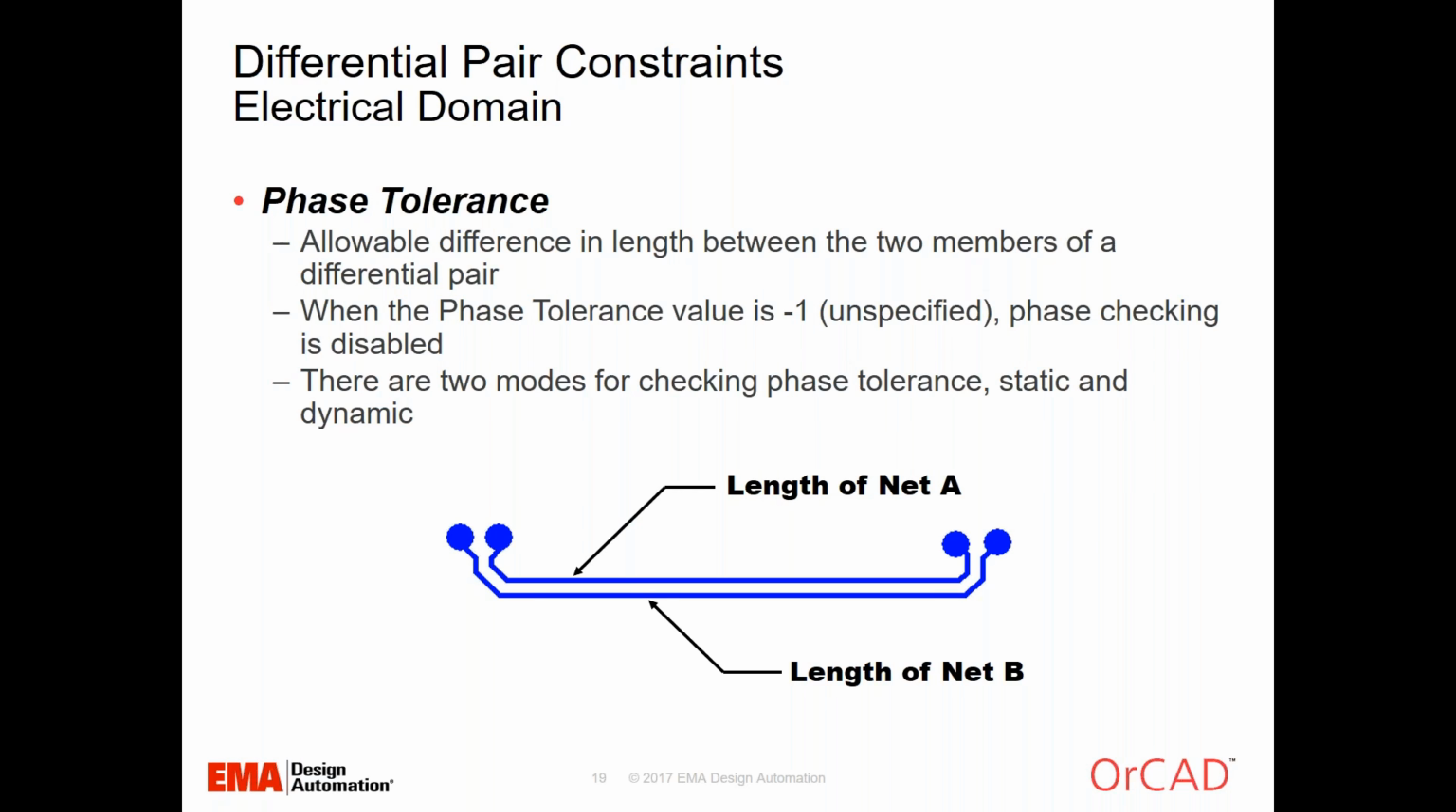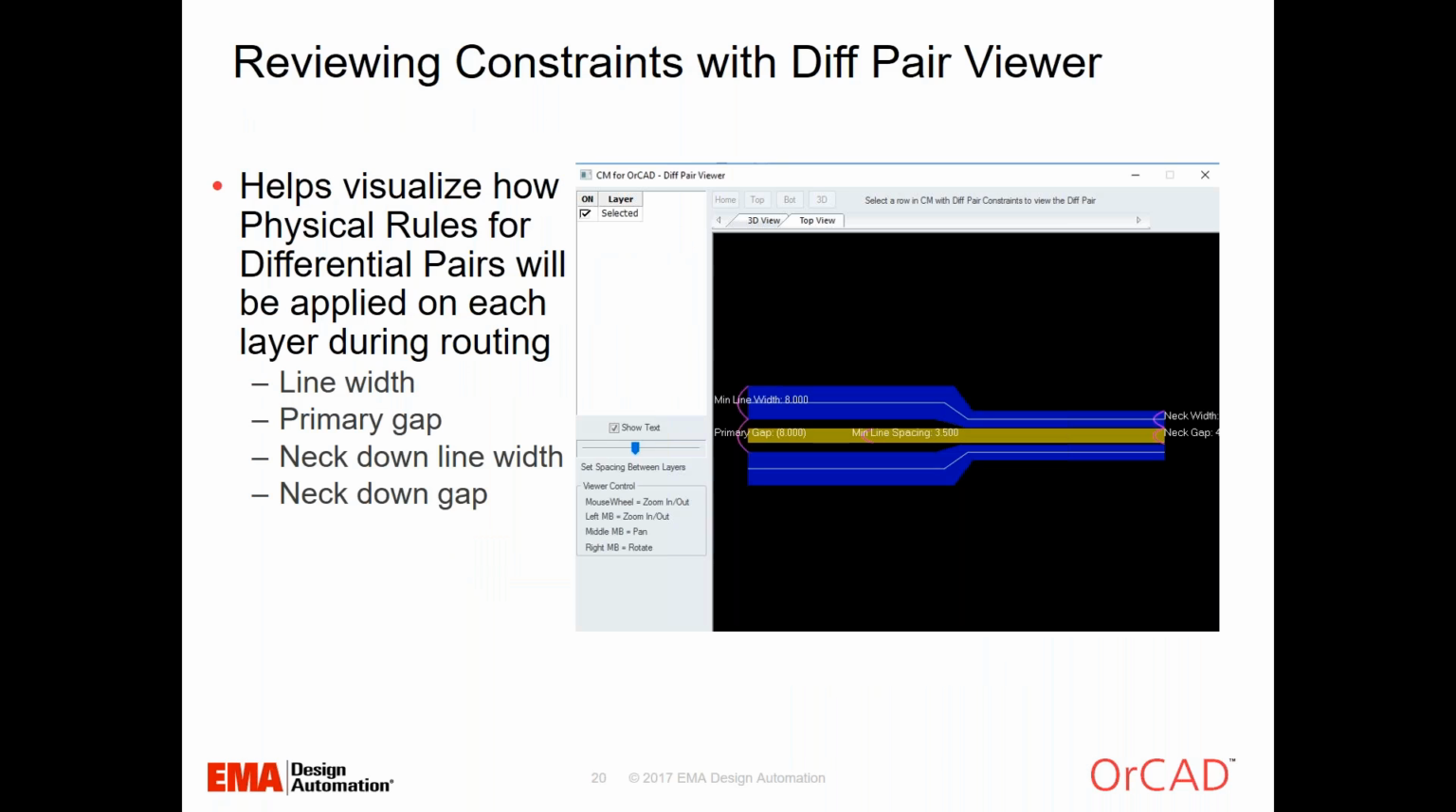The phase tolerance value is used to check the differences in the total etch length of the two members of the differential pair. There are two modes for checking the phase tolerance. The first, static phase, is simply a check of the overall length of the two members of a pair. The second is the dynamic phase, which checks the length matching at each bend point.